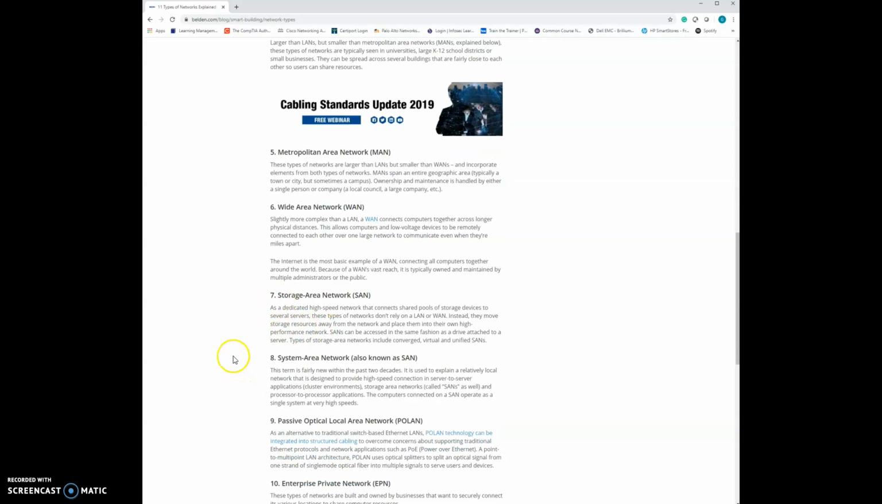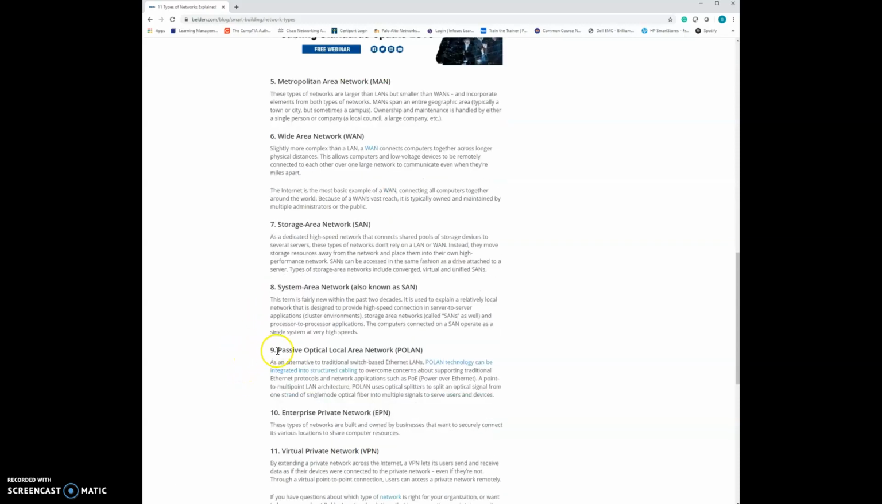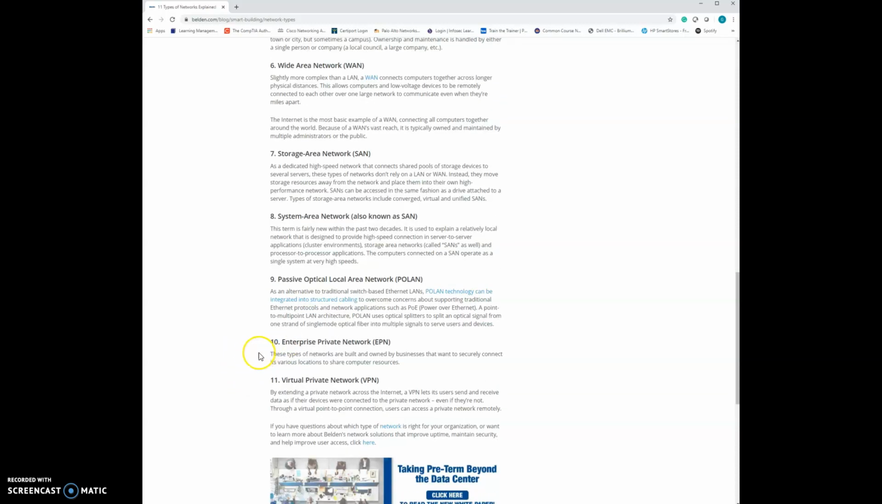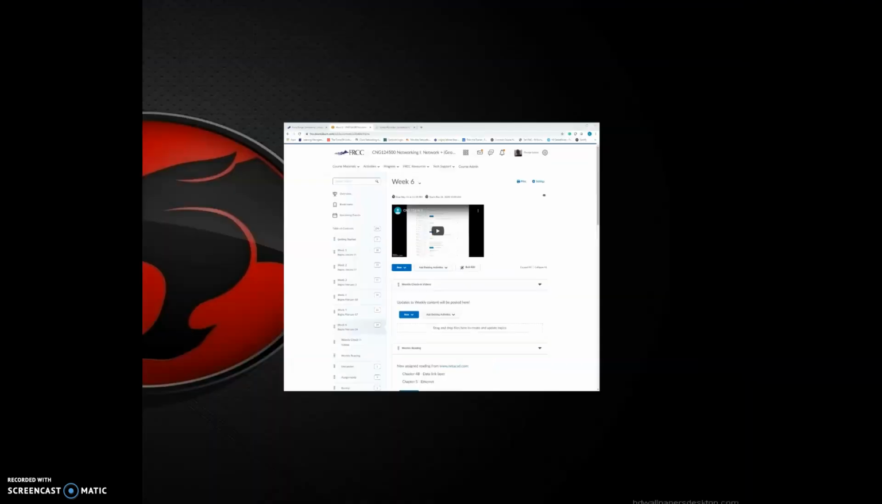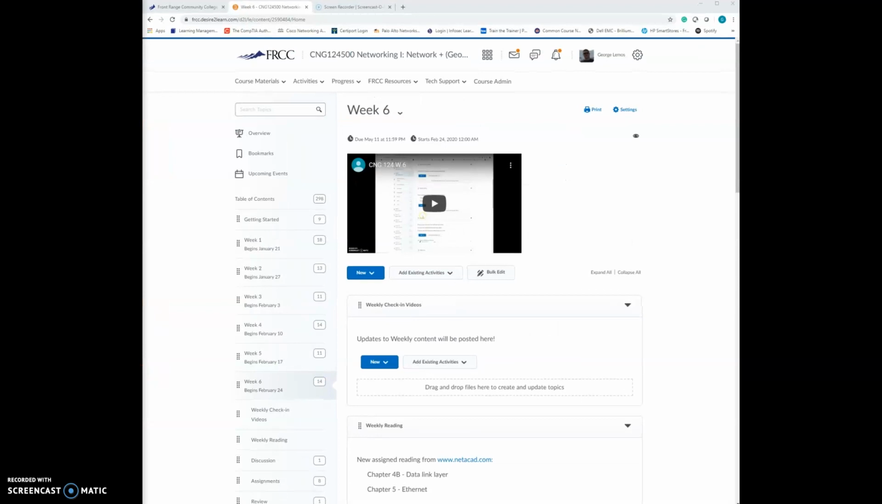SAN, passive optical local area network, enterprise private network, and virtual private network. So many types of networks. And one of the questions that came about had to do with when, or what MAC address is used to create a table entry.